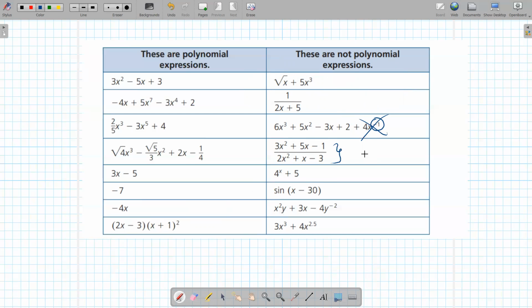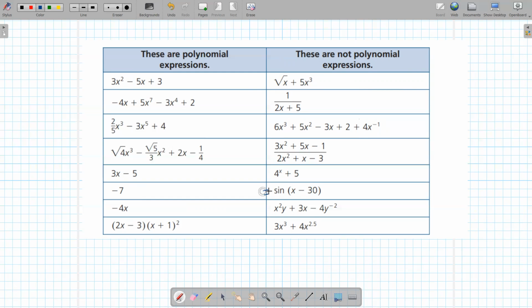Here, you have something over something. That's actually called a rational function. Looks very weird. Okay? Because there's something on the top, something on the bottom. No good. What about here? 4 to the power of x. No. What's going on here? What kind of a function is this? It is an exponential function, okay? Because the unknown, the x, is in the exponent.